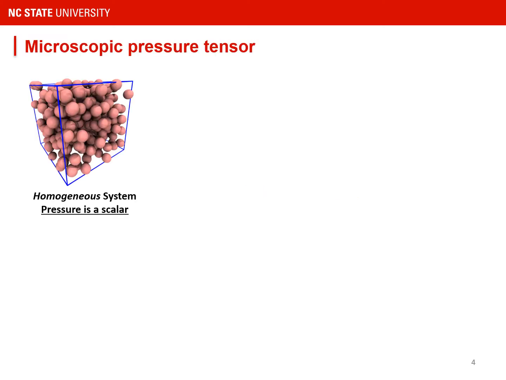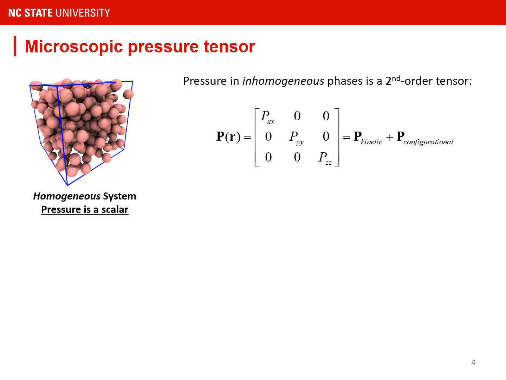As we all know, the pressure in the homogeneous bulk is a scalar, and it has the same value everywhere in the system. But if we look at a system in a nanopore, the system is now called an inhomogeneous system. And the pressure in the pore is a second-order tensor. Here, P(r) is the pressure tensor at a point r in space. And it has three non-zero diagonal elements if the system is not under strain.